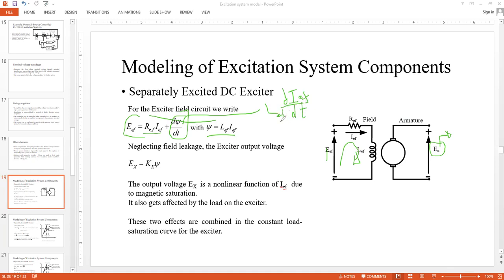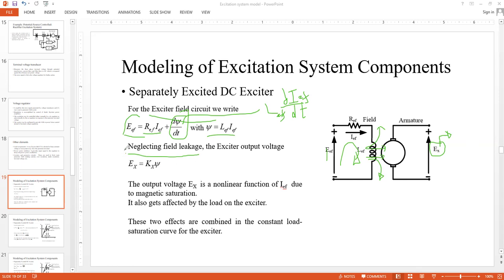So that is LEF dIEF over dt. Now, once the field is excited, there will be some flux lines out of the field coils due to the current flow, and of course, it has to pass some air gap. You can see there's an air gap between the field circuit and the armature circuit. So of course, there will be some leakage flux. Not all the flux would be coupled to the armature coils.